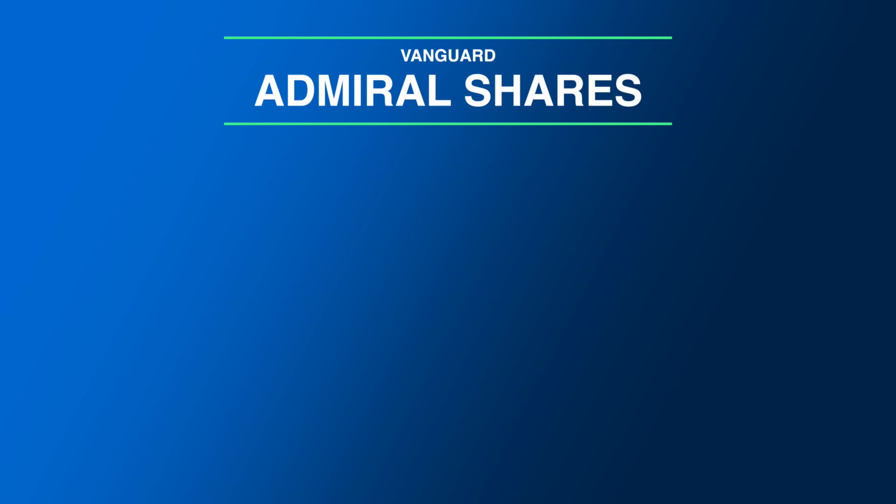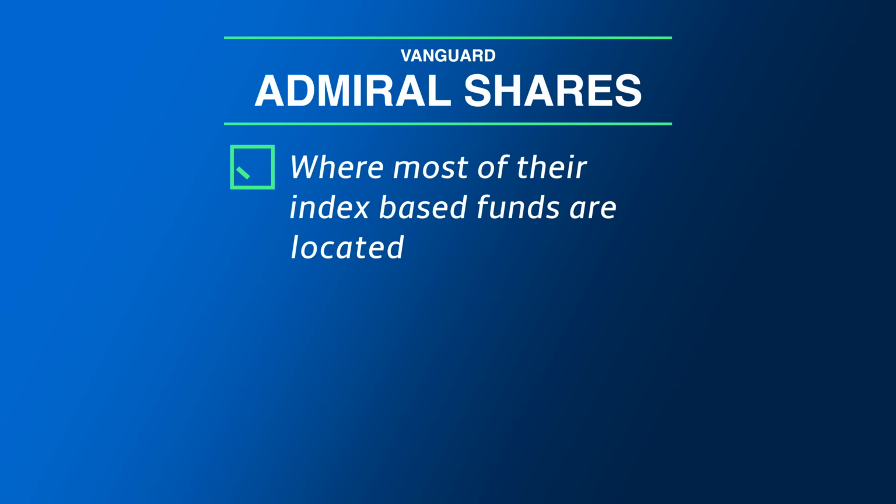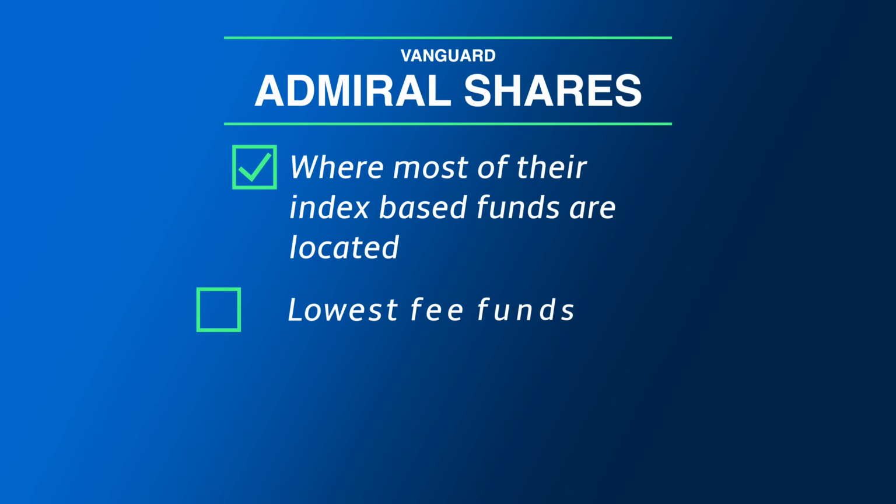The third type of mutual fund Vanguard offers is their admiral shares. This mutual fund wrapper is where most of their index funds are going to exist. The admiral shares usually offer the lowest fee options.